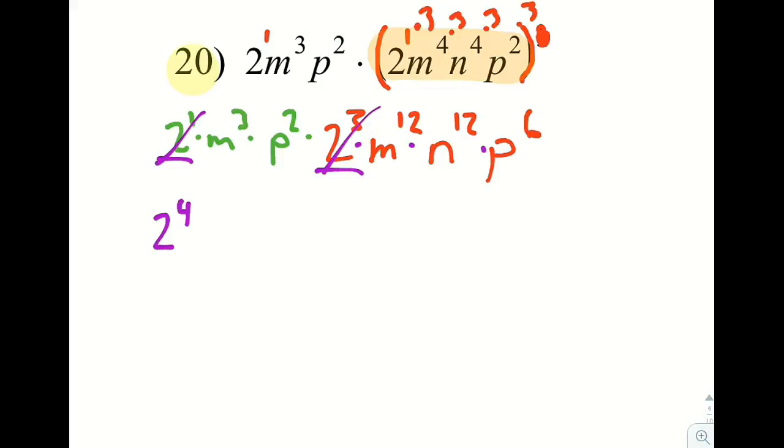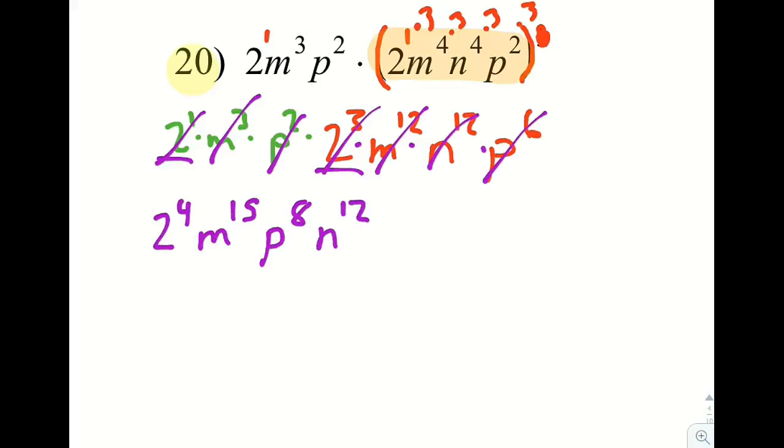I have an m to the 3rd and then an m to the 12th, so I have m times itself 3 times and then 12 more times, which is going to be adding up to m to the 15th. I have a p to the 2nd and a p to the 6th, and that's going to be a total of p times itself 8 times, and then an n to the 12th.